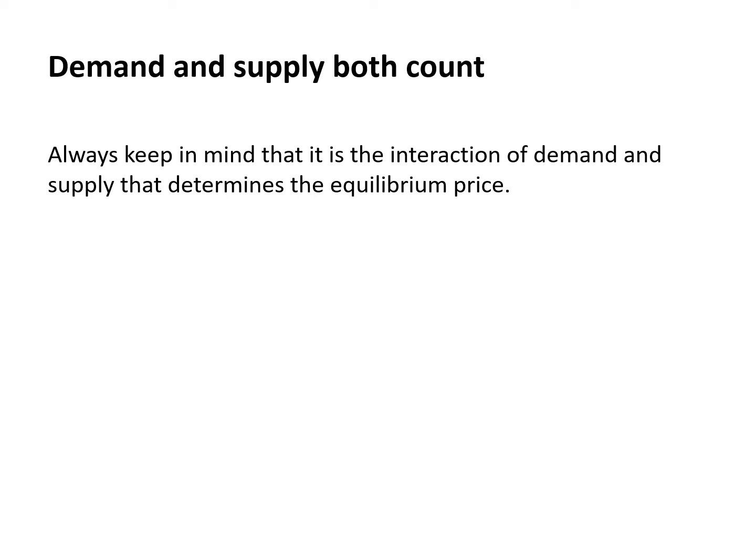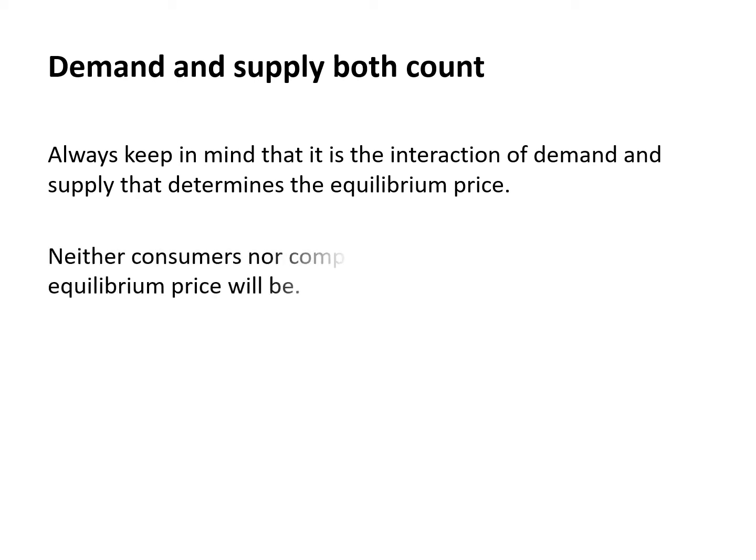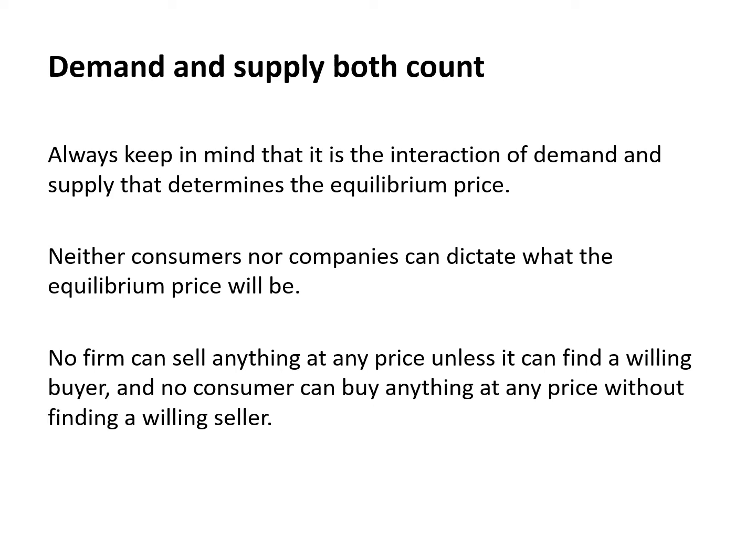Demand and supply both count. Always keep in mind that it is the interaction of demand and supply that determines the equilibrium price. Neither consumers nor companies can direct what the equilibrium price will be. No one can set the equilibrium price. Basically, it depends on the market. No firm can sell anything at any price unless it can find a willing buyer, and no consumer can buy anything at any price without finding a willing seller.